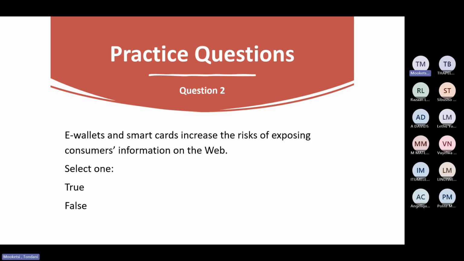But I'm just trying to see what it says in your book. So electronic payment systems such as e-wallets and smart cards reduce the risk of exposing consumers' information on the web. Okay. So I have not used things like Samsung Pay or Google Pay. Those are also called e-wallets, but it's different from the e-wallet that we're talking about when you're sending someone money.